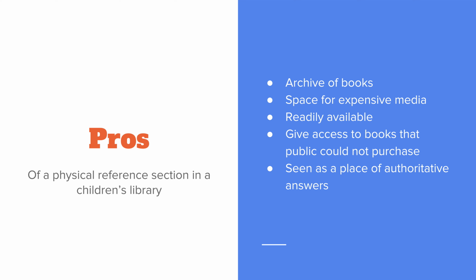So having this archive of books, a space for the expensive media, and is readily available. So the kids can come and get them whenever they need them, and they can sit down and reference them. And there's something about the physicality of having a book and being able to go through it and investigate that empowers kids, because they're kind of in charge of their own learning. So having a physical reference section is empowering and inclusive and allows the kids to feel, touch, and use all of their senses in their learning process.